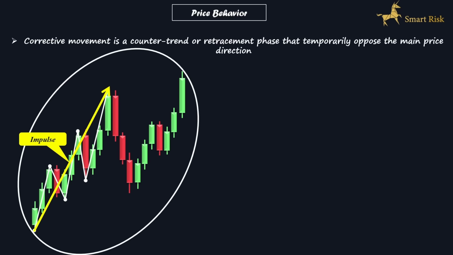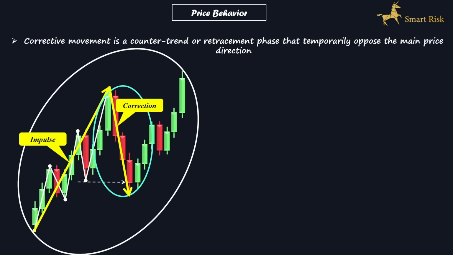Corrective movement in essence is a counter-trend or retracement phase that temporarily opposes the main price direction. Therefore, from the market structure perspective, in the bullish scenario, a corrective movement occurs when the price breaks below the internal pullback or internal low, or when the price effectively sweeps its liquidity with a candle shadow. In this case, we see a correction represented by these three red candles, indicating that the price has broken out and swept the liquidity of the previous pullback's lowest point.